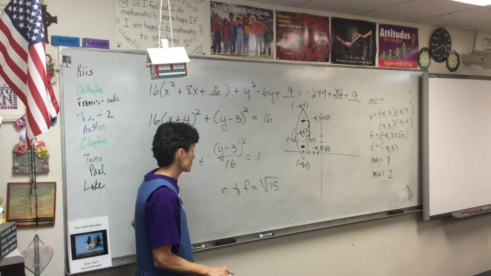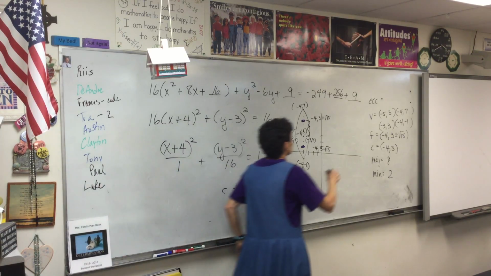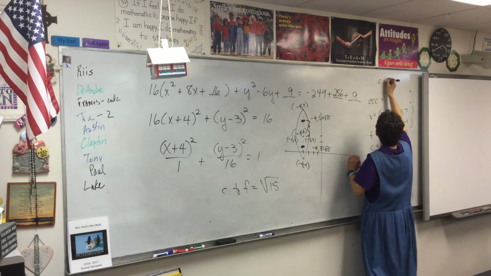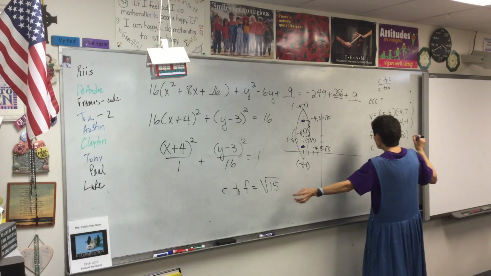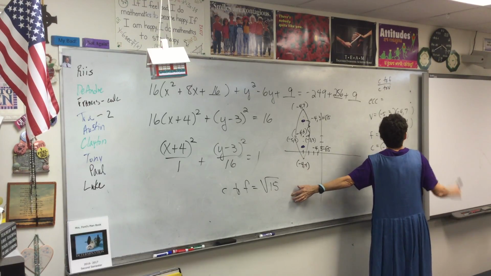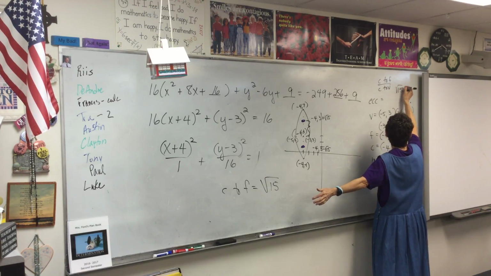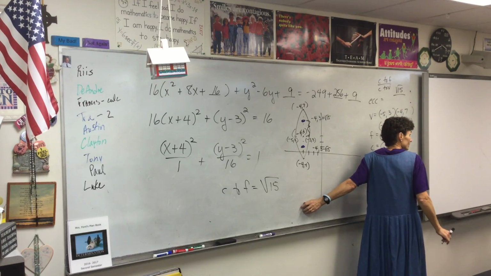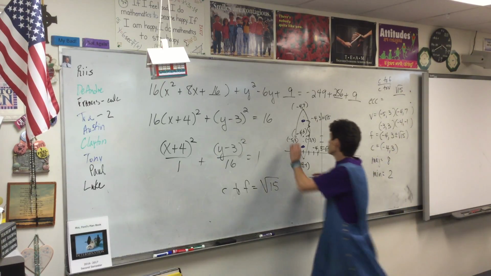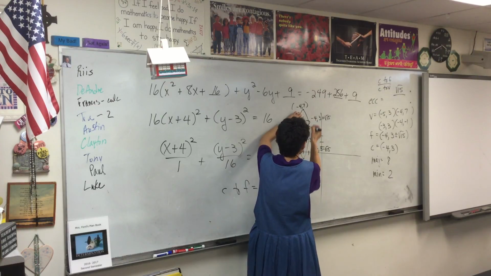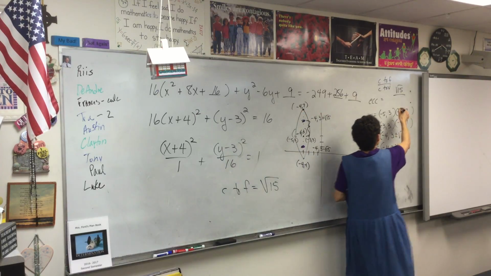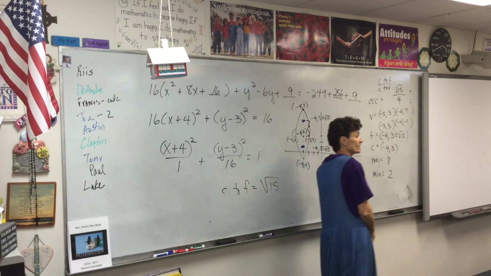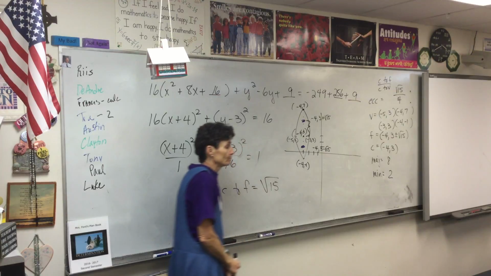What is my eccentricity? Well, it's C over A, so it's center to focus over center to vertex. Now you just figured out that center to focus was root 15, right? So you went up root 15. Now go all the way up to the vertex. How far did you go to get up to the vertex? 4. So your eccentricity is root 15 over 4.